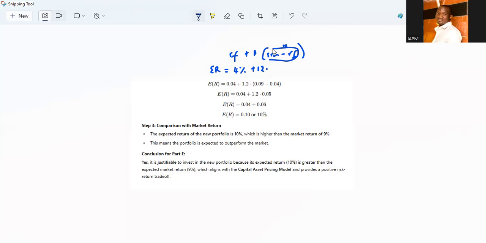So sometimes if you're not given the market return, they'll just give you the risk-free rate and market premium. So just put it here. The difference here is actually your market premium. Is there a specific term that refers to the beta times the market premium? Sorry, not minus, beta times market premium. Is there a term for that?